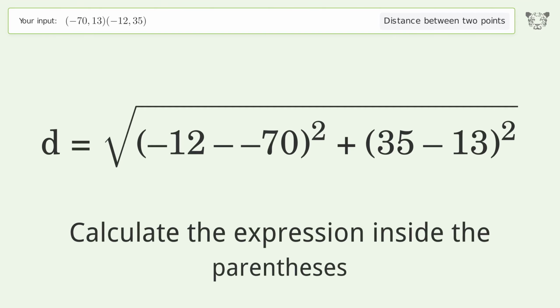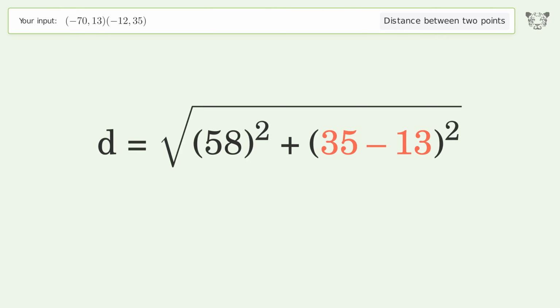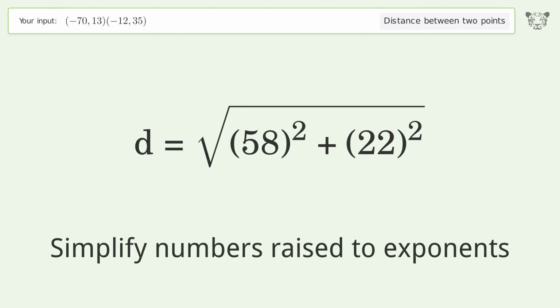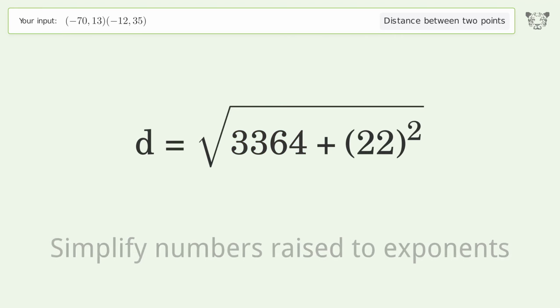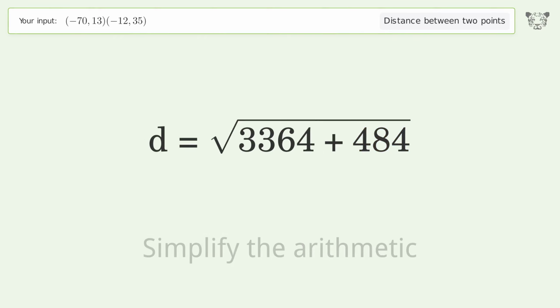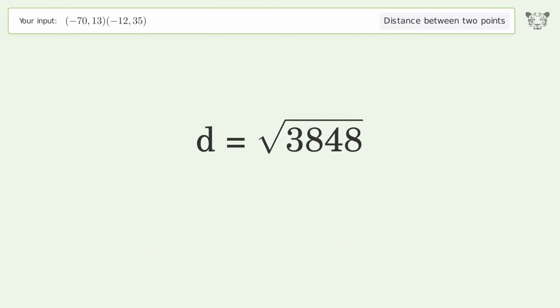Calculate the expression inside the parentheses. Simplify numbers raised to exponents. Simplify the arithmetic. And so the distance between the 2 points is the square root of 3,848, or 62.032.